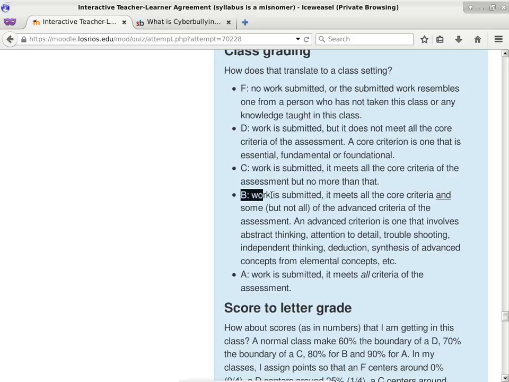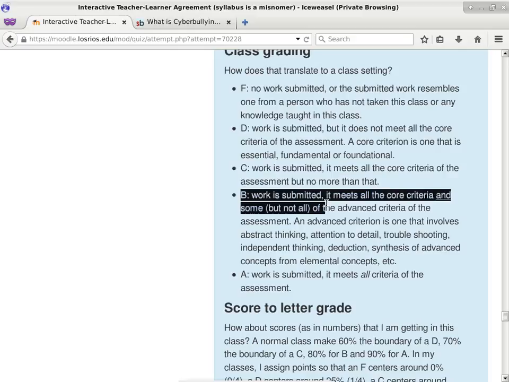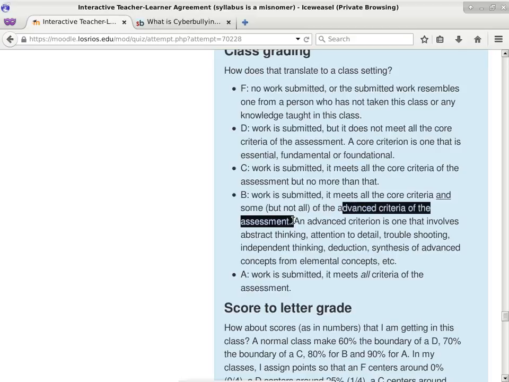B means something is turned in, it meets all the core criteria and some but not all of the advanced criteria of the assessment. An advanced criterion is one that involves abstract thinking, attention to detail, troubleshooting, independent thinking, deduction, creativity, synthesis of advanced concepts, and so on. So it's a step above the core concepts or the core stuff that I'm looking for.